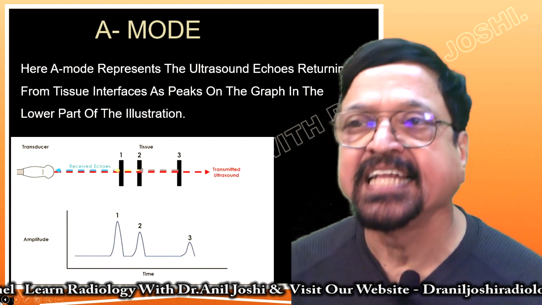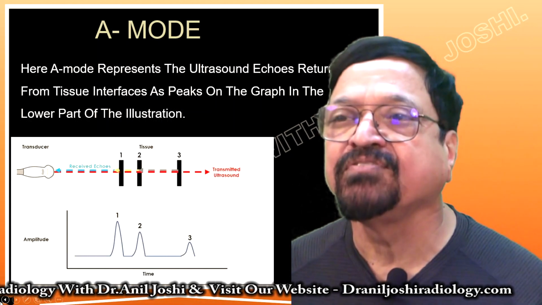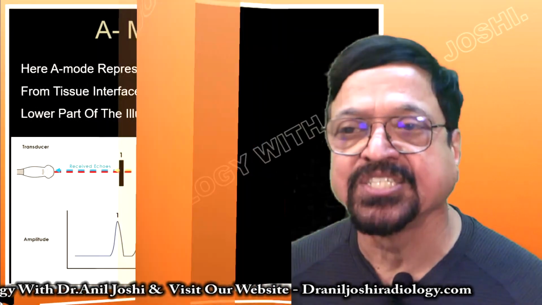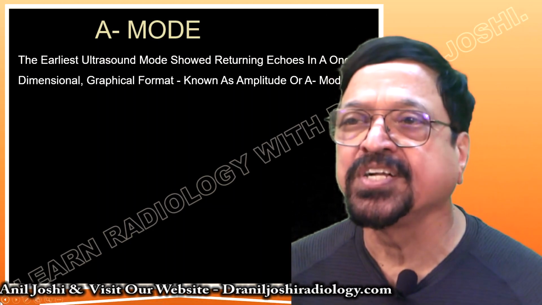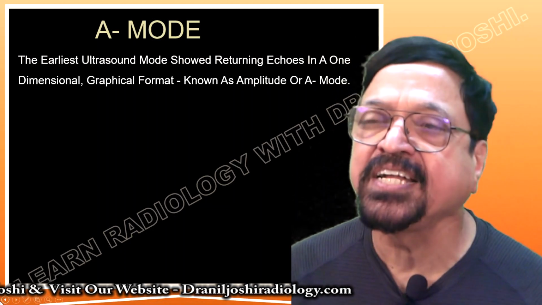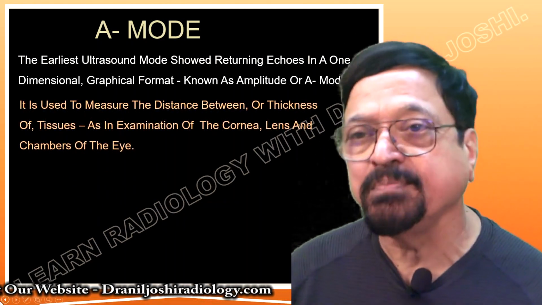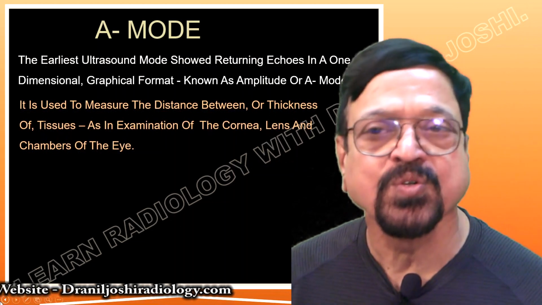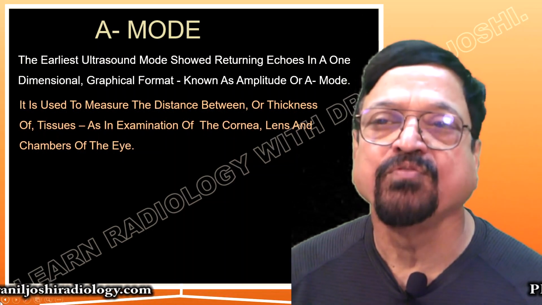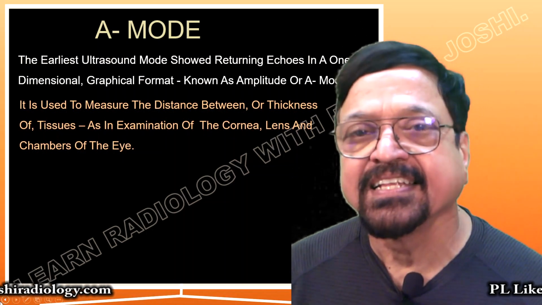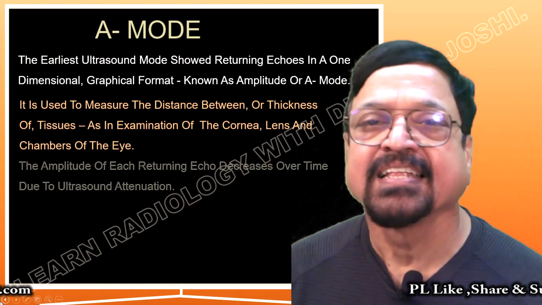Here A mode represents the ultrasound echoes returning from the tissue interfaces as peaks on the graph in the lower part of the illustration. A mode, the earliest ultrasound mode, showed returning echoes in a one-dimensional graphical format known as amplitude or A mode, which we have seen just now diagrammatically. It is used to measure the distance between structures and thicknesses. So it is used in ophthalmology, where we want to know the distances of the chambers, or how far the cornea and the retina are. So it has a good application in ophthalmic ultrasound.